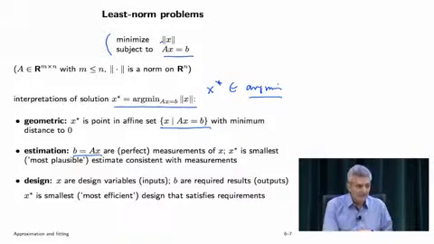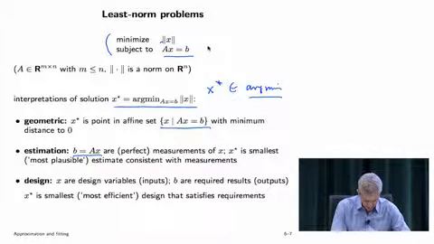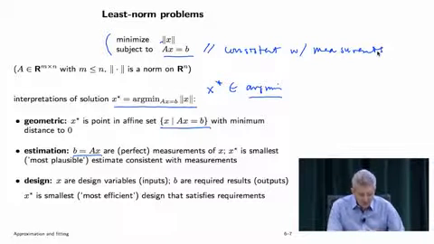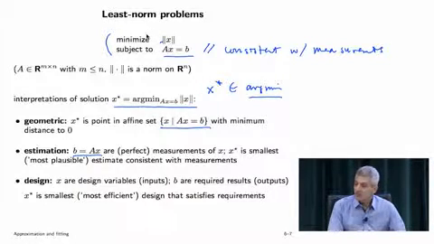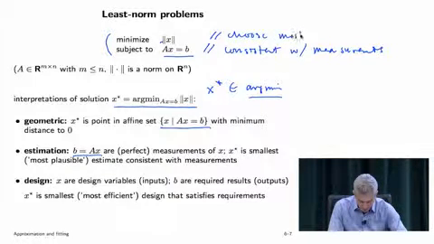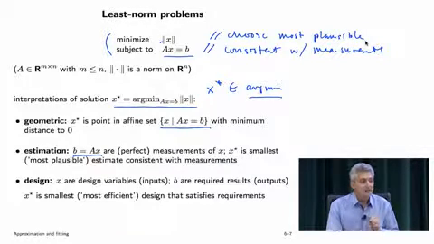So Ax equals b, in that case, we interpret as the set of parameter values that are consistent with the perfect measurements. If you were to put a comment here, you would say consistent with measurements. The assumption is the measurements are perfect. And then the interpretation of minimizing the norm is you choose the most plausible point. Implicit is the idea that the larger x is, the less plausible it is.